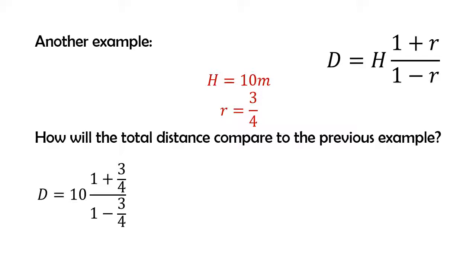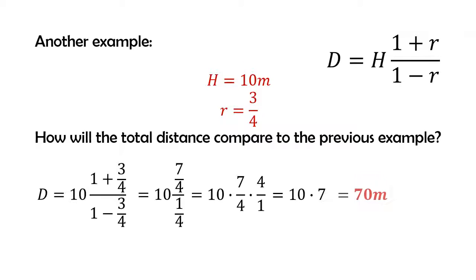So here's the equation with the numbers plugged in. The total distance is 10 times 1 plus 3/4 divided by 1 minus 3/4. Well, 1 plus 3/4 is 4 over 4 plus 3 over 4, or 7 over 4. And 1 minus 3/4 is 4 over 4 minus 3/4, which is 1/4. Again, we flip and multiply. The 4's cancel out, leaving us with 10 times 7, and that's 70 meters. So that's an interesting result because although we started at a lower height for our initial drop, the common ratio was greater, so it's bouncing up 3/4 each time. Again, that may certainly not be realistic, but it's an interesting result. So you might want to try it for yourself with something like 1/5 or 1/10, and see what you would get.